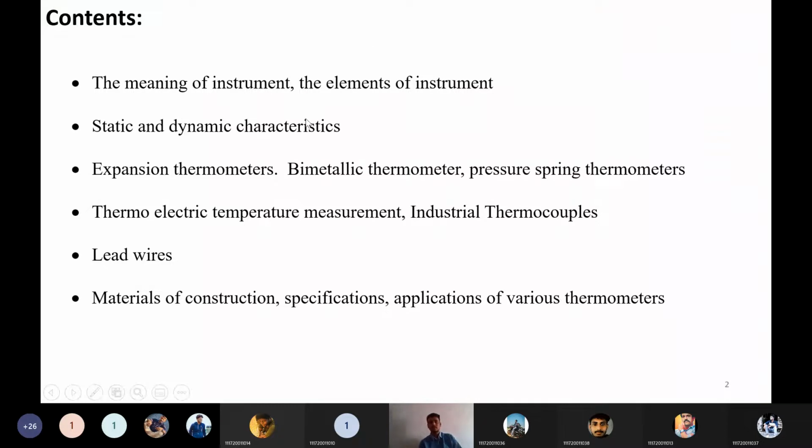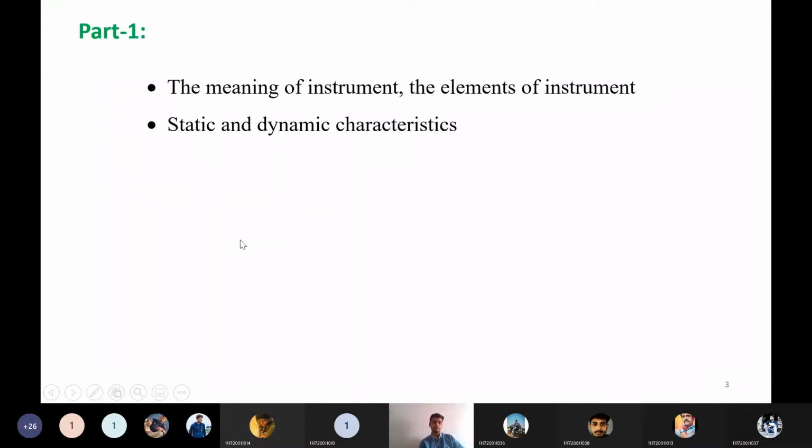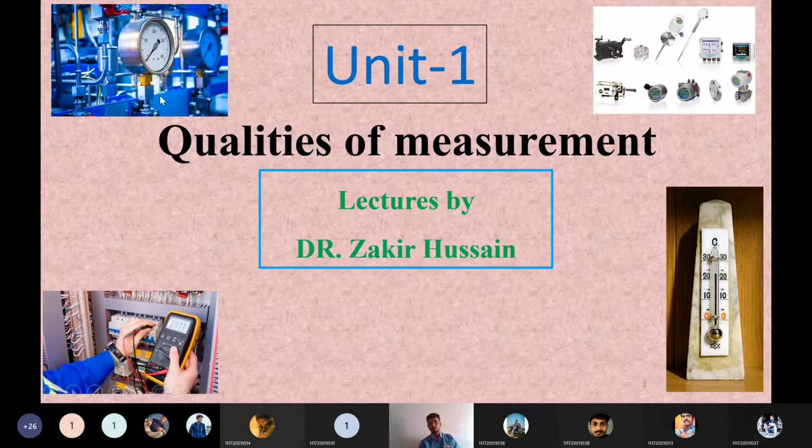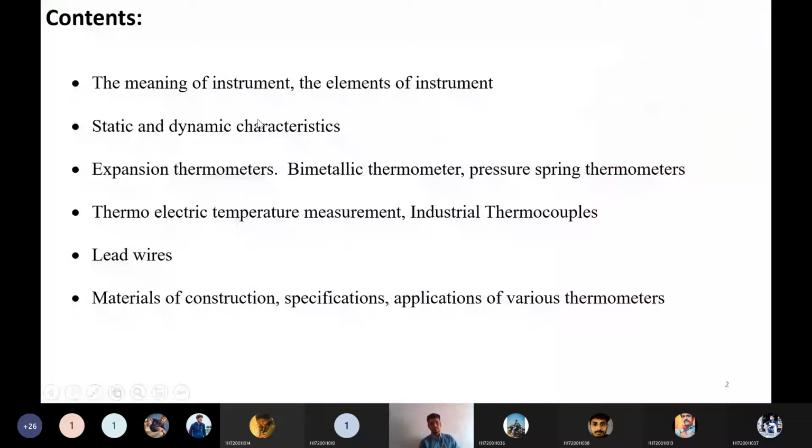So the contents are the meaning of instrument, then static and dynamic characteristics, expansion thermometer, solid expansion, liquid expansion, gas or vapor expansion. Then the use of thermoelectric temperature measurement, thermocouples, lead wires, then material of construction, and applications of various thermometers. We have divided the entire content into three different parts so that you can easily understand it.